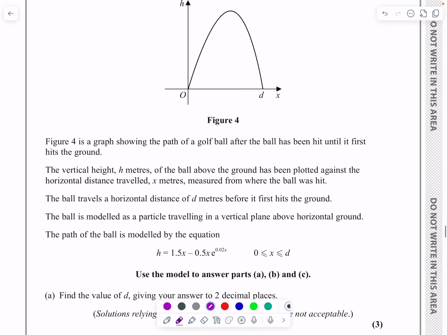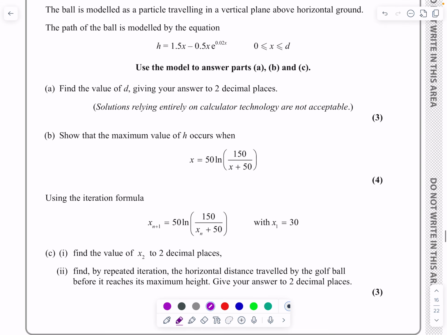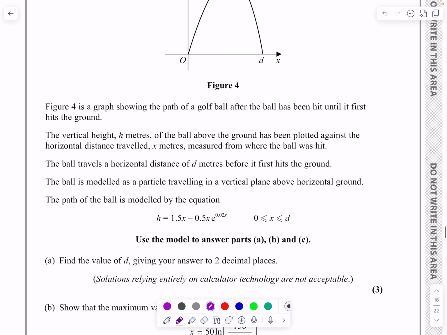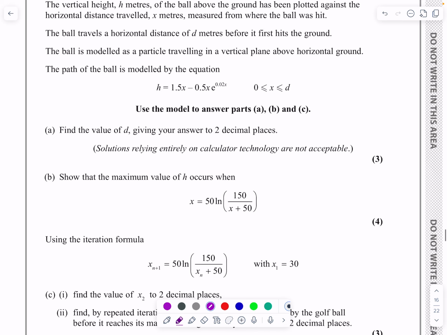Okay, this is the P3 paper from June 2024. It's question number 8, and as you can see, this is quite a long question here. We've got some exponentials and logs. We're going to be doing exponential modeling using that function.